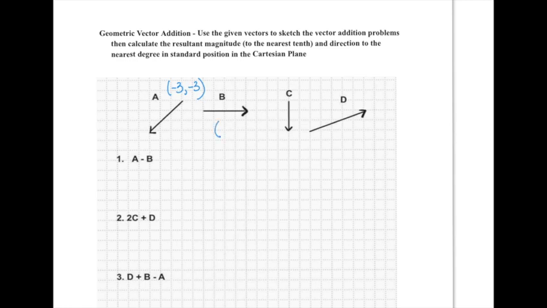If I am looking at B, I'm going to go to the right 4. I don't go up or down. So I'm going to write my X, Y. So I'm going to do this all the way across for all of these.